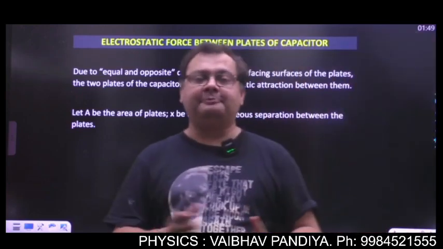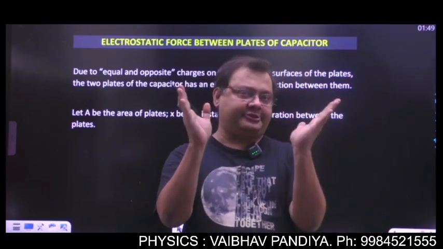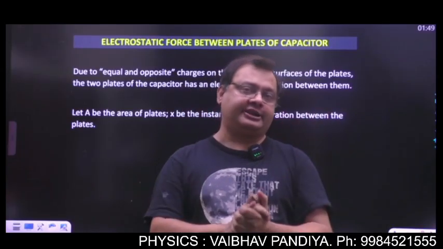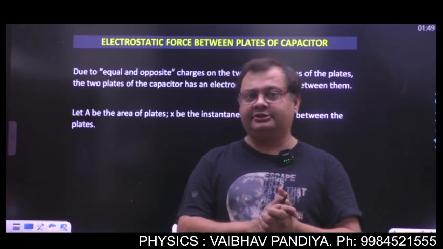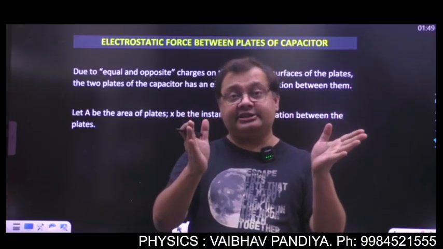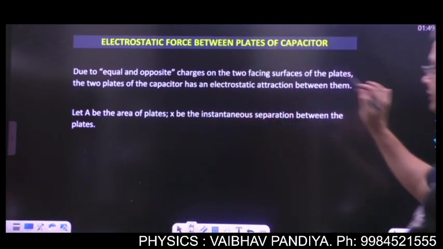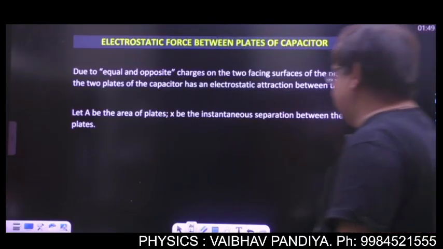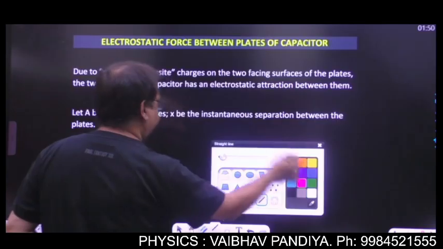Electrostatic force between the plates of a capacitor. Now we know when we have two plates of a capacitor, they carry equal and opposite electric charges. Due to these equal and opposite electric charges, these plates attract each other electrically, okay? So between the plates of the capacitor, there is an electrostatic attraction. Why? Because they carry equal and opposite electric charges.